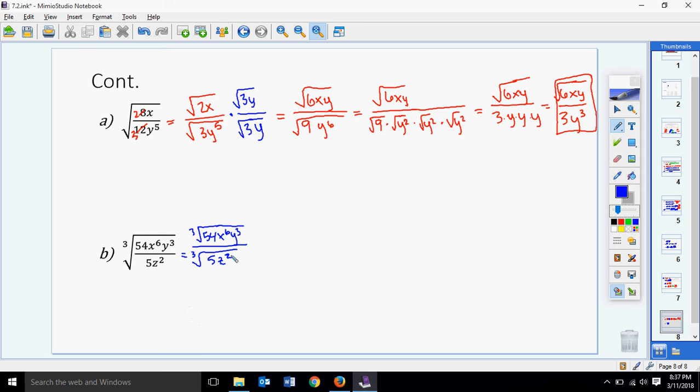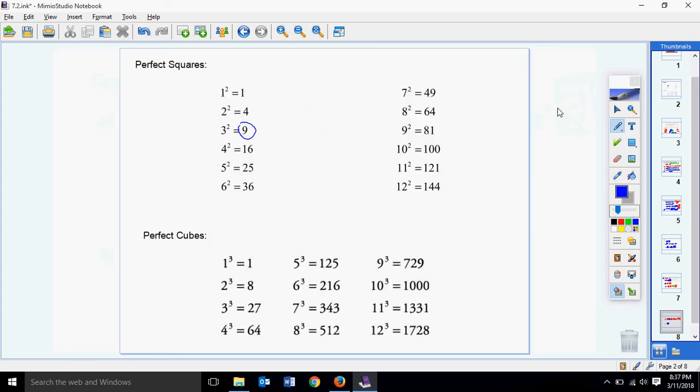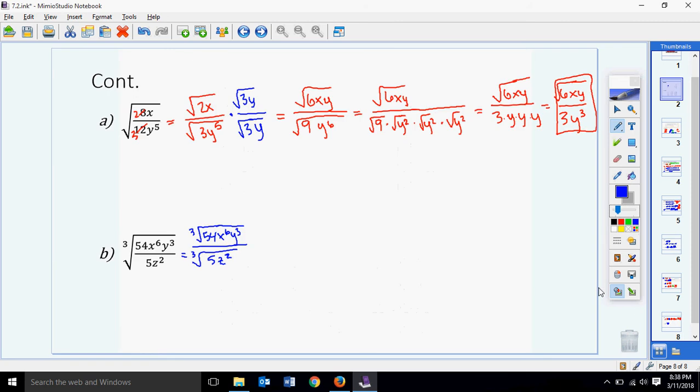Notice I keep my z's and my 2 separate by putting a line through the z. I'd recommend you start getting in the habit of doing that as well. So I'm trying to work on breaking down my denominator into perfect cubes. So what can I multiply 5 by to be a perfect cube? Looking at your perfect cubes, I can't multiply it by anything to get 8 or 27 or 64, but I can multiply it up to get up to 125.